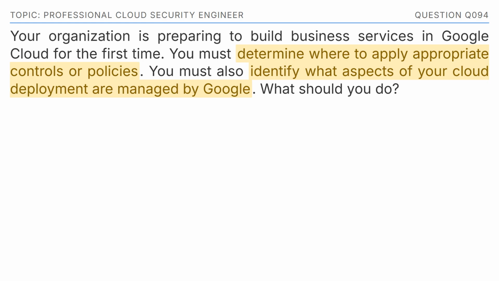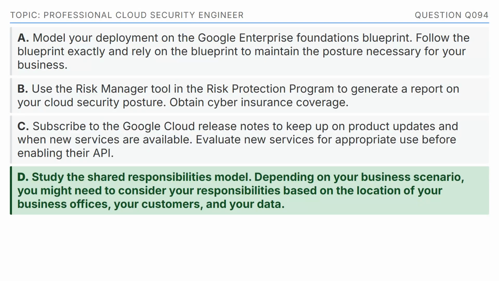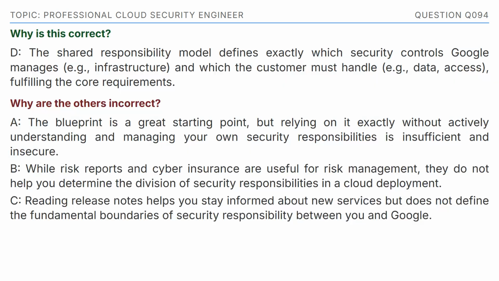To arrive at the correct answer, we focus on the keywords: determine where to apply appropriate controls or policies, identify what aspects of your cloud deployment are managed by Google. The correct answer is option D, study the shared responsibilities model. Depending on your business scenario, you might need to consider your responsibilities based on the location of your business offices, your customers, and your data. Why is this correct? D. The shared responsibility model defines exactly which security controls Google manages, e.g., infrastructure, and which the customer must handle, e.g., data, access, fulfilling the core requirements.